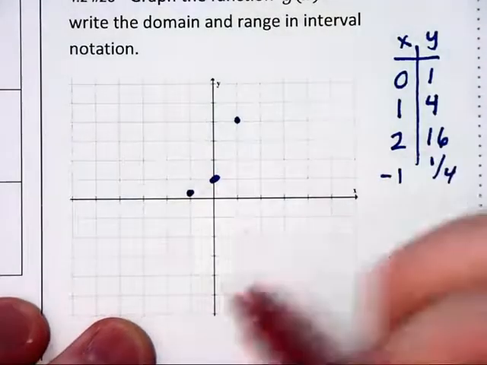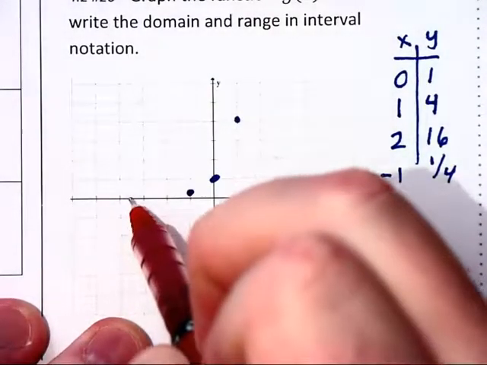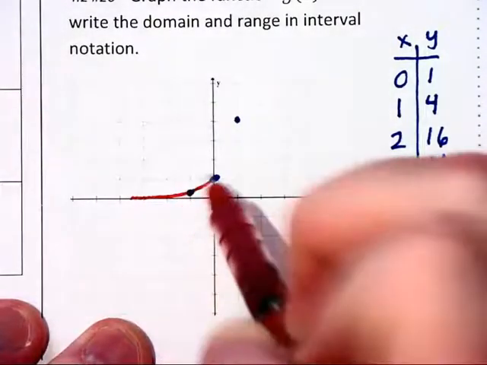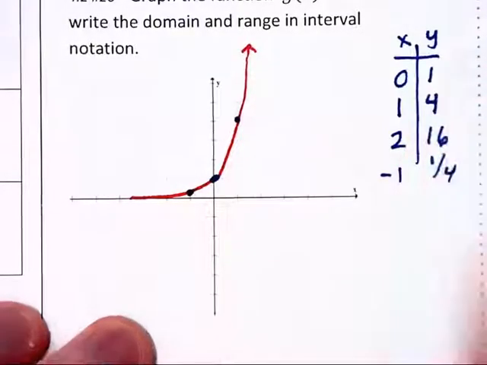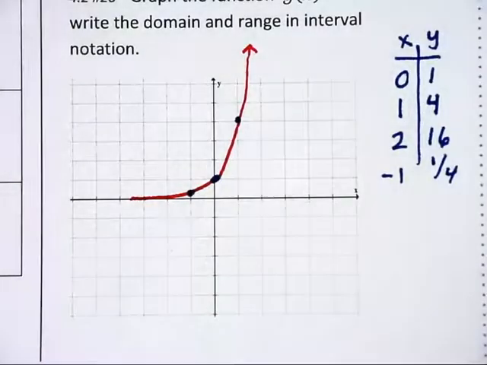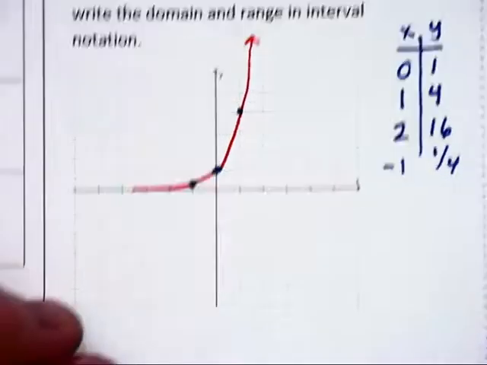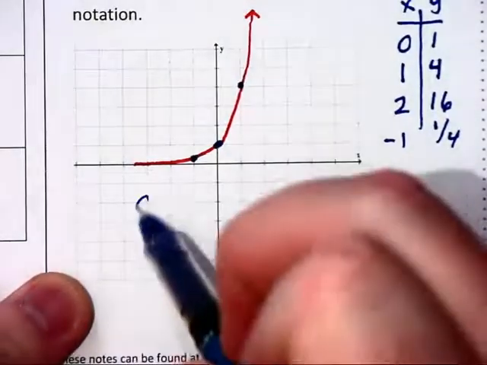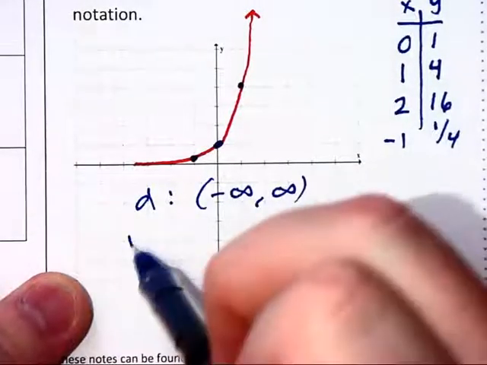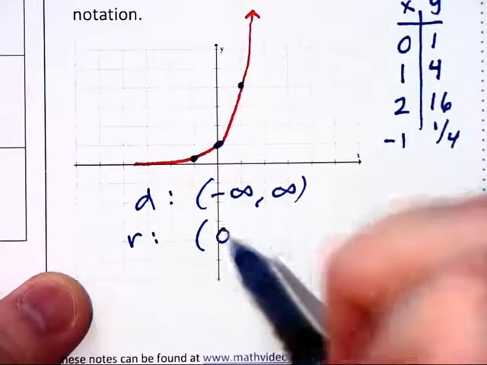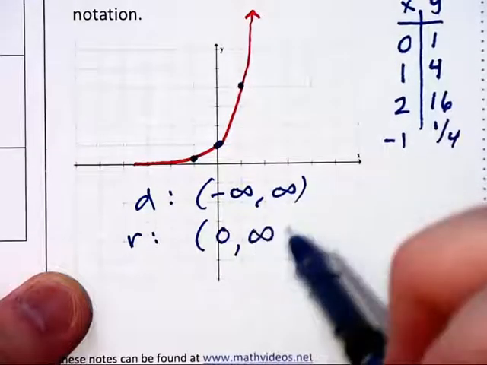So this is going to look very much like y equals 2 to the x, except it's going to be flatter on the left and steeper on the right side of that 0, 1. Its domain is going to be all real numbers, and its range is going to be all positive numbers greater than 0.